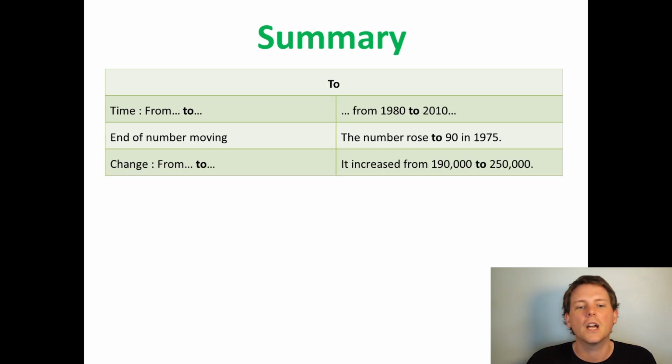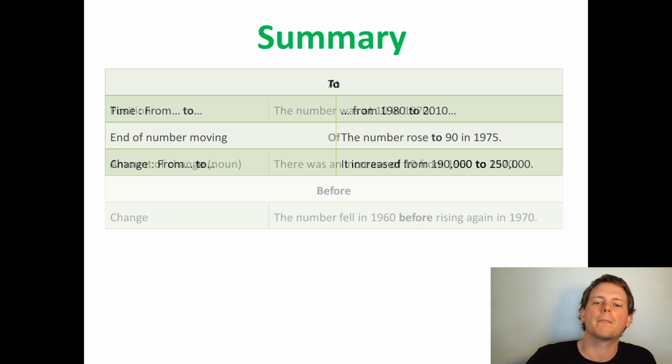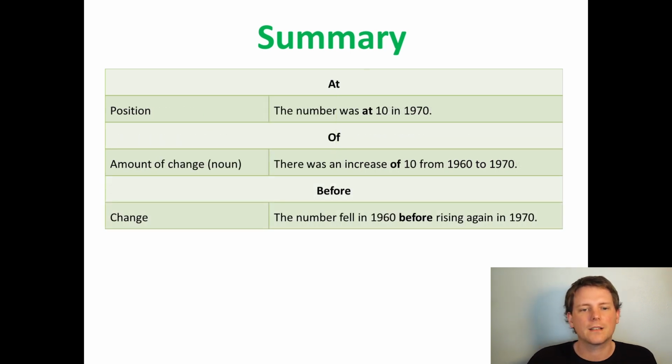To is used for time, from and to. Used to describe the end of a number moving. The number rose to 90 in 1975. And very similarly, from and to, it's the same kind of thing. At, for describing a position in 1970, the number was at this number. Of, for describing an amount of change, this is for nouns, an increase of something. Before, describing a change, it's like saying and, so the number fell before rising again. That's how that can work.